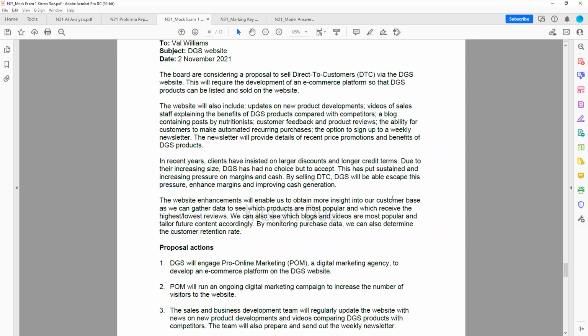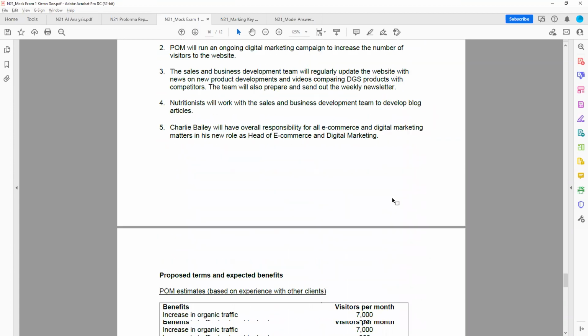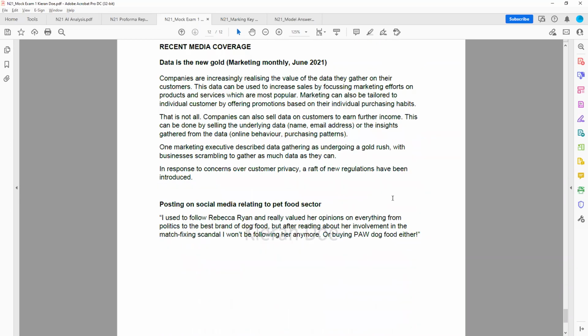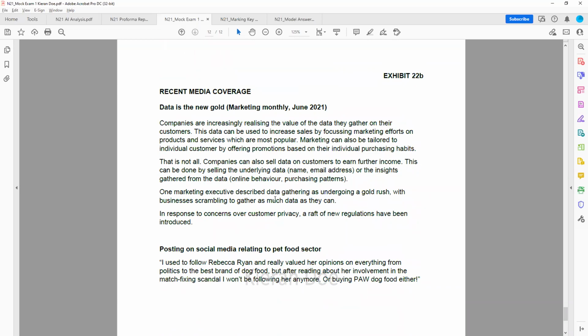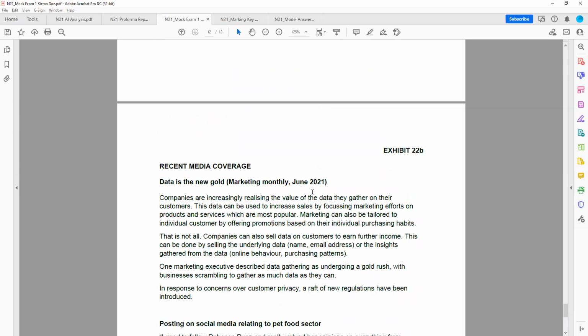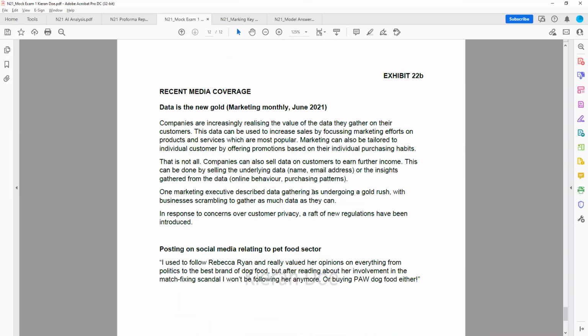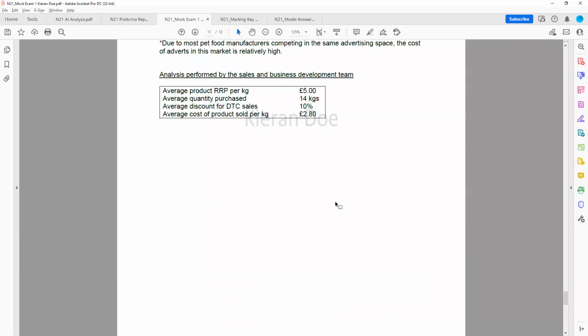So you'll be told pieces of information and you need to turn that into how that could be a benefit or a risk. And then again, you usually get a few media articles as well, which quite often relate to the ethics issues. I mean, there could be ethics issues throughout, but quite often there's some ethics issues in here as well.